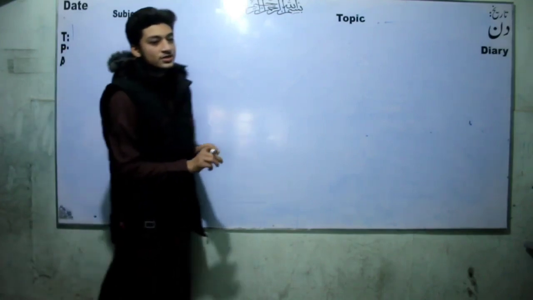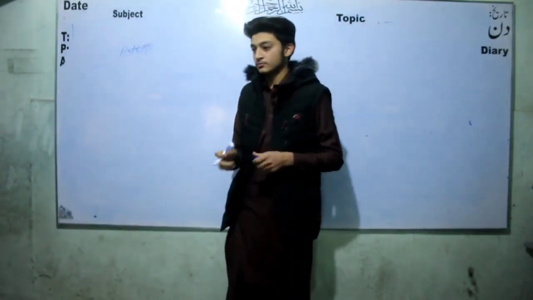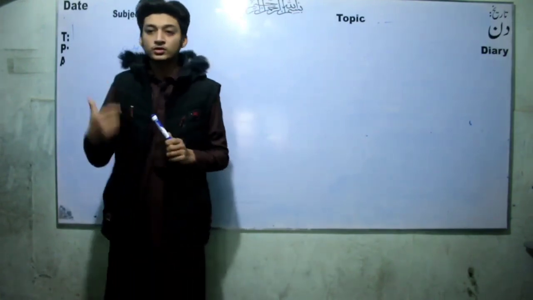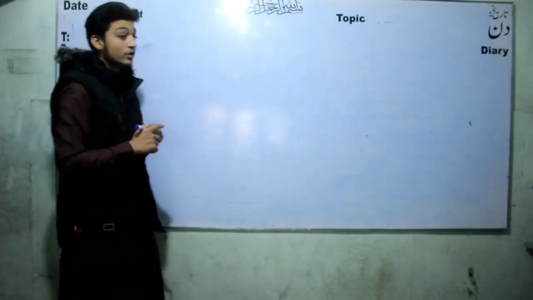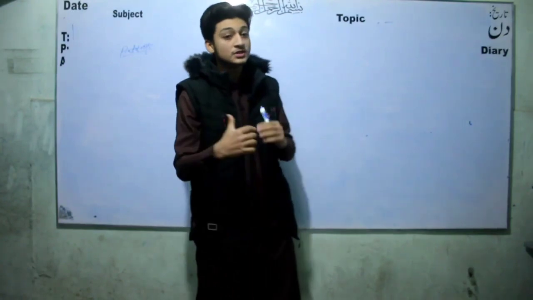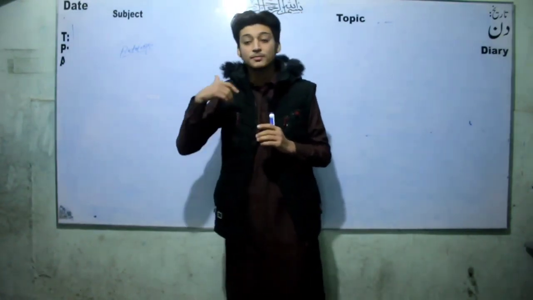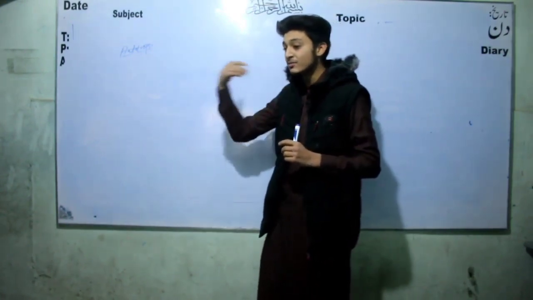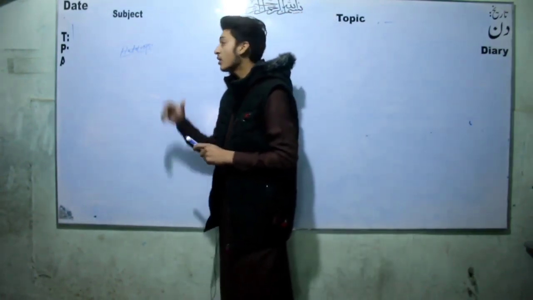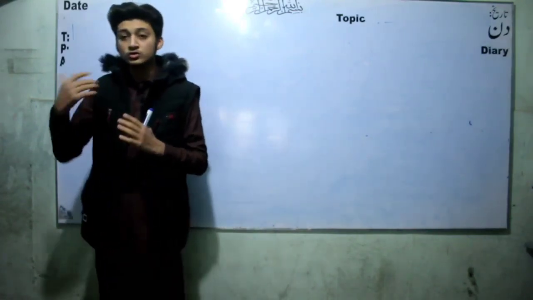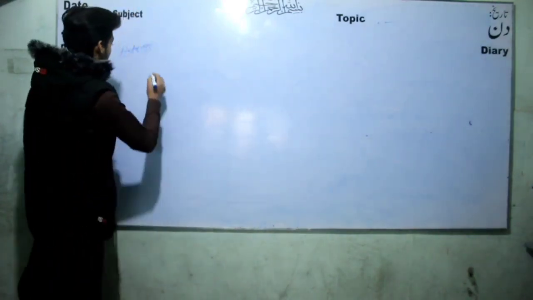Can anyone tell me what autotrophs are? No? So I will tell you. Autotrophs are those living organisms which can prepare their own food. They are independent; they are not dependent upon some other living organisms. They are called autotrophs. So what are autotrophs? Autotrophs are plants.